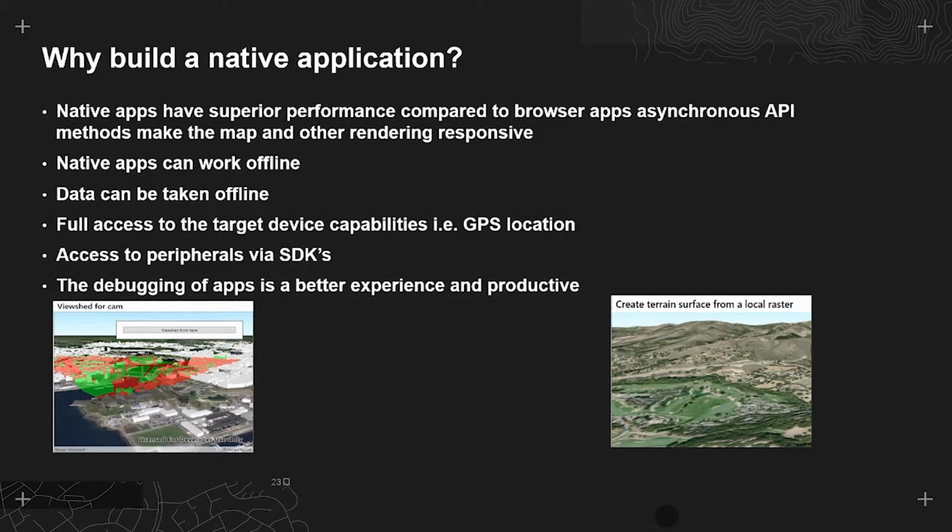Why would you want to build a native application? Well, native apps have superior performance compared to browser apps. Asynchronous API methods make the map and other rendering very responsive. Native apps can work offline, and also the data can be taken offline, which is often not possible in browser apps. Full access to the target device's capability, i.e. GPS location, camera, fingerprint security, can be accessed.